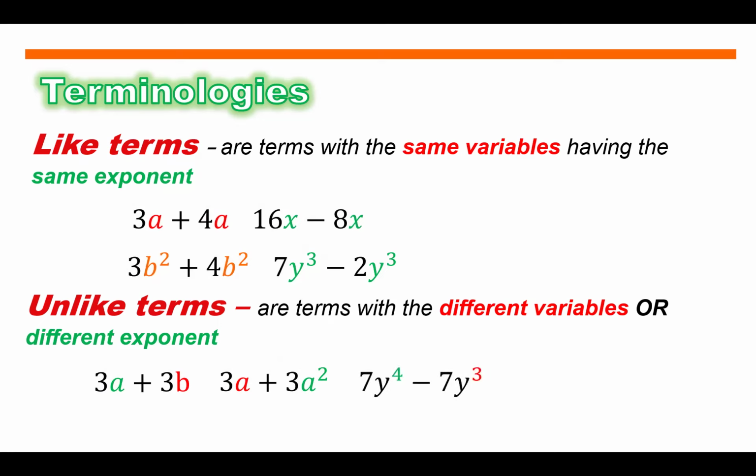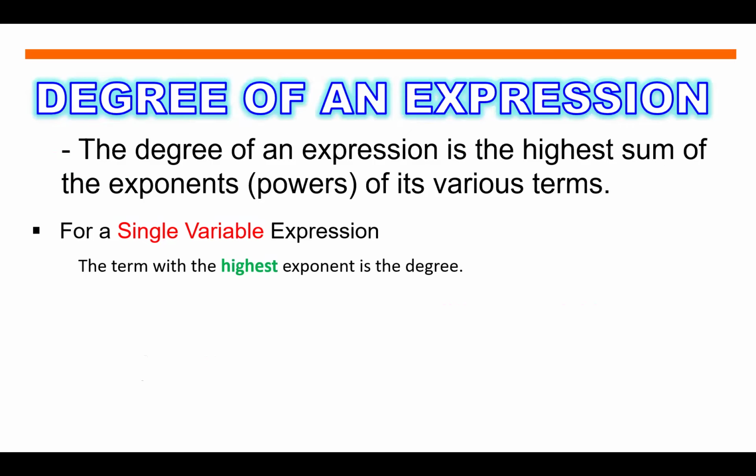We have y to the fourth and y cubed. So the same variables, but different exponents. So we call it also unlike terms. 4y to the fourth minus 3a to the fourth. So now this expression has the same exponent, but different variables. So this is also called unlike terms. X cubed minus y cubed, the same exponent, but different variables. X cubed minus x squared, same variables, but different exponents. So we call it also unlike terms.